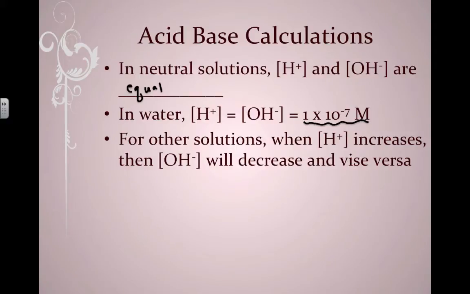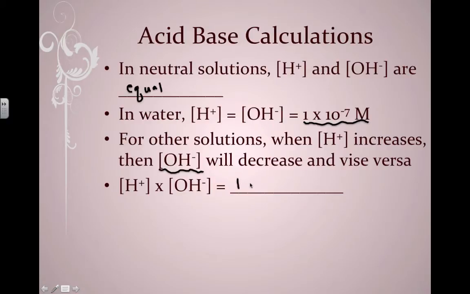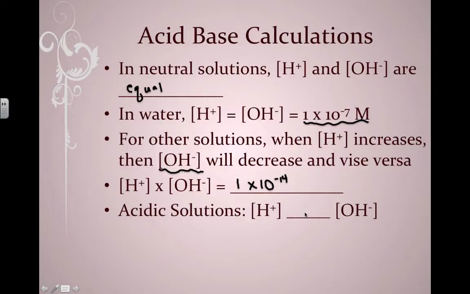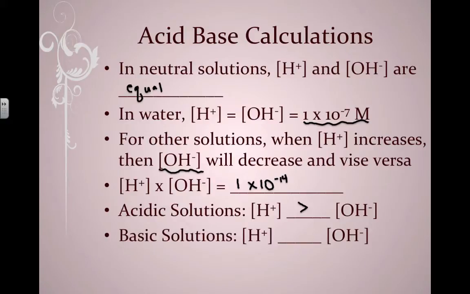For other solutions, when the hydrogen ions increase, the hydroxide must decrease, and vice versa. So the product, when we multiply hydrogen ions times hydroxide ions, is always going to be 1 × 10⁻¹⁴, every single time. In an acidic solution, the hydrogen ions outnumber the hydroxide ions. There are more protons in the solution than hydroxide ions, and that's what makes it acidic. The opposite is true for a basic solution. Hydroxide would then outnumber hydrogen ions.